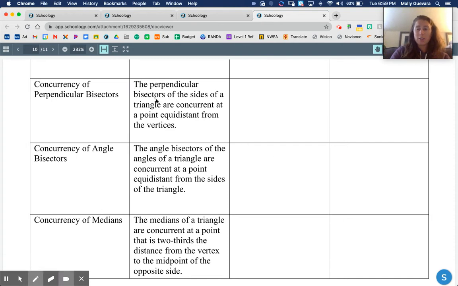It says the perpendicular bisectors of the sides of a triangle are concurrent at a point equidistant from the vertices. It's a really cool feature that happens with perpendicular bisectors in a triangle. So I'm going to try to use lots of colors here. I'm going to go ahead and pause and get my triangle and everything all set up.